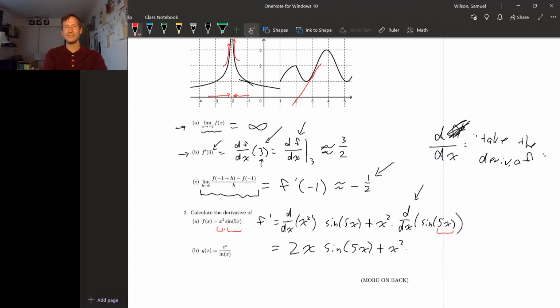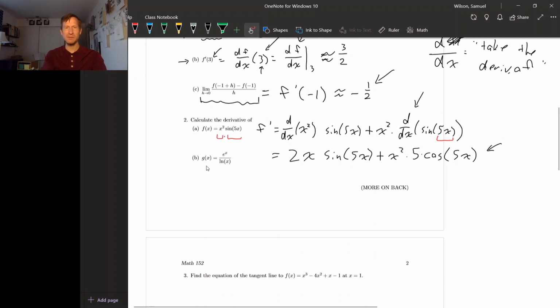The inside part is 5x and the outside part is sine, and so we need to use the chain rule, right? The chain rule says take the derivative of the outside part, so that's cosine. You put the inside part into it, and then you multiply that by the derivative of the inside part, and the derivative of 5x is 5. All right, so there is our derivative for part A here.